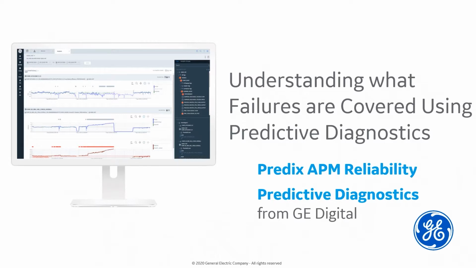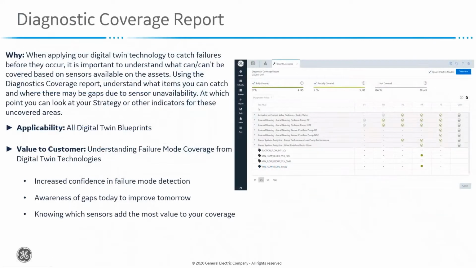So today, what we want to cover is how we better understand what failures are covered using our predictive diagnostics technology and digital twin blueprints. We're discussing the value of, after you apply your digital twin technologies, the idea is to catch these failures before they occur. But the importance is to understand what you can and cannot catch, and what's not covered based on sensor availability of the assets. So using our diagnostic coverage report, you're able to better understand what items you can catch. Also importantly, where are there gaps due to sensor unavailability?